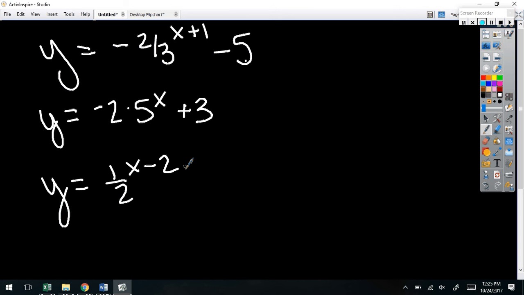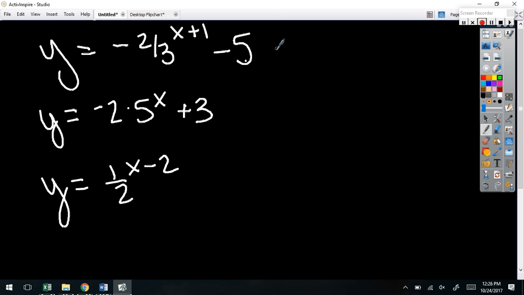Here's what I want you to do. Let's talk this through. I want to know if it's growth or decay, above the asymptote or below the asymptote. I want to know what the asymptote is and what an easy point might be for the graph. Okay? So let's think through that. I asked you 4 questions.